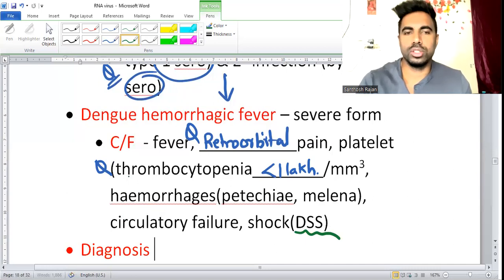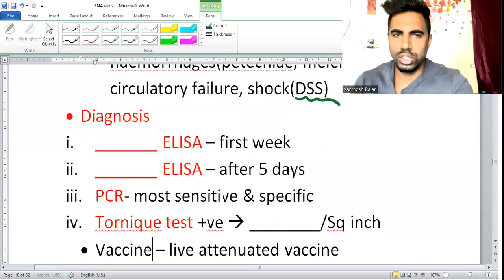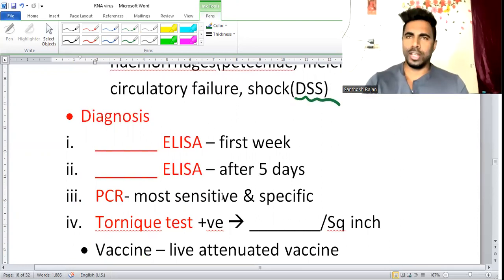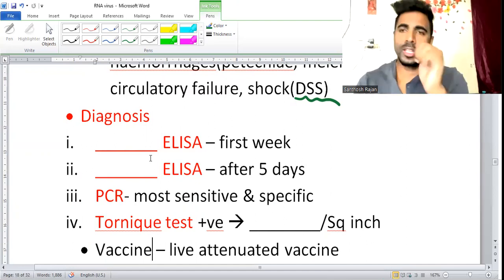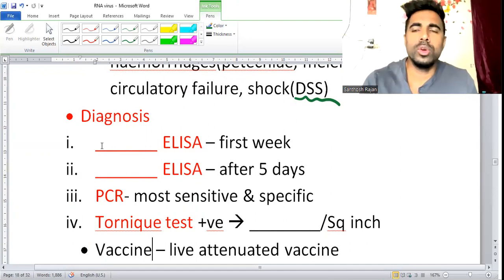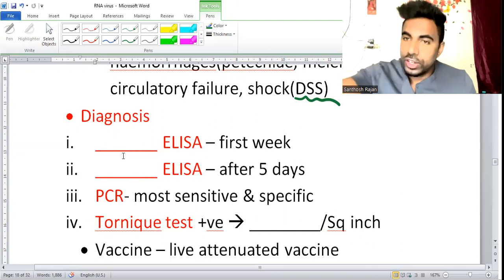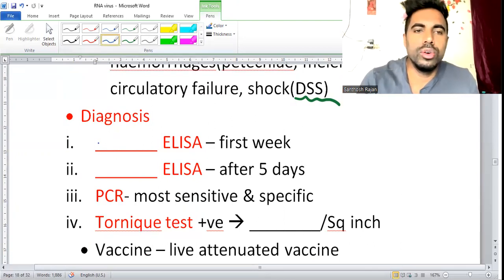So these are all the other features. You should know this one. And diagnosis, how do you do it? If the patient comes to you within 5 days, the diagnosis is totally different from after 5 days. If he comes within 5 days with symptoms of dengue fever and you suspect dengue, which test will you order, antigen or antibody? You have to order an antigen test only, because antibodies are produced later. IgM is produced after 5 days. So within 5 days, which antigen test? NS1 antigen? Then you're right.